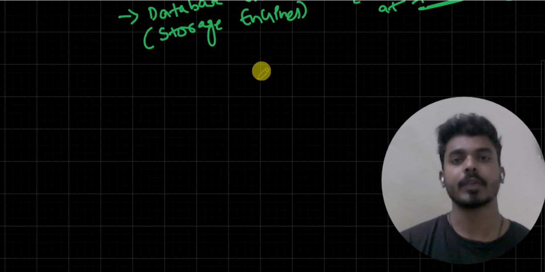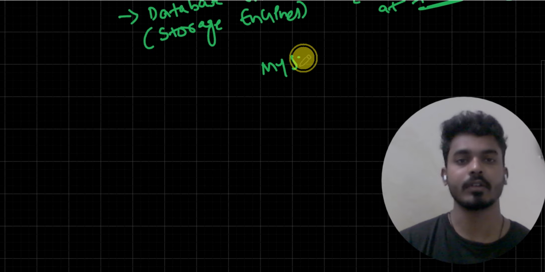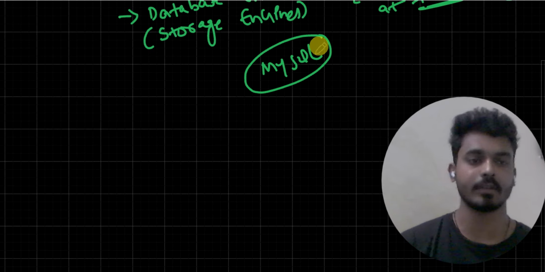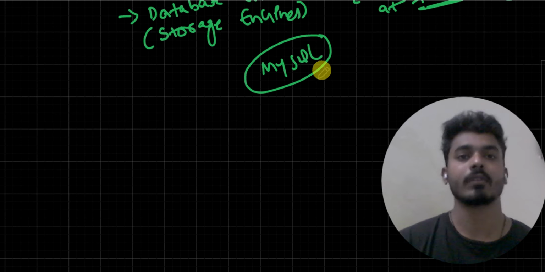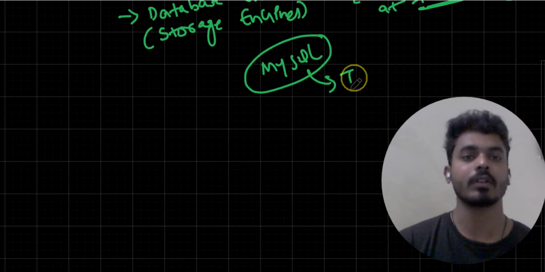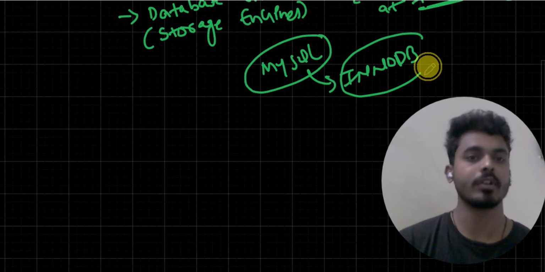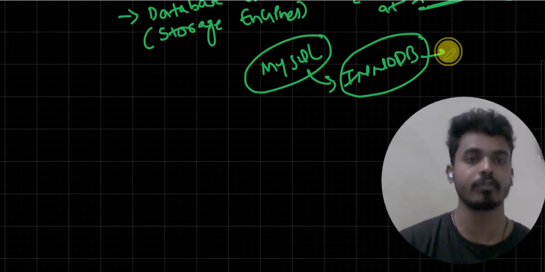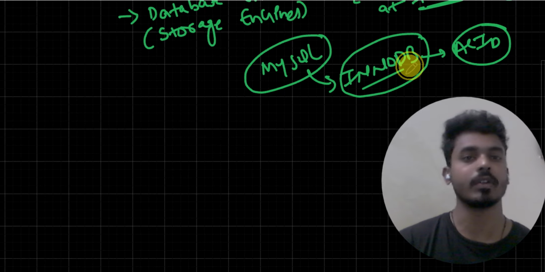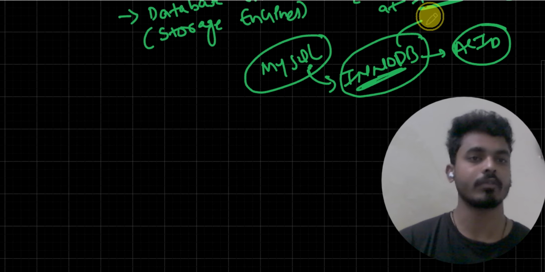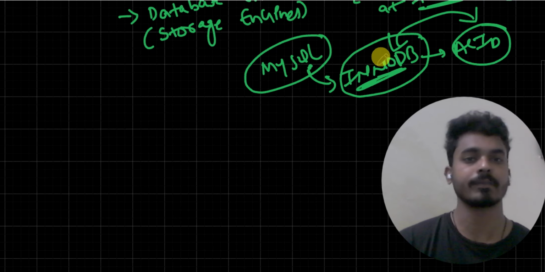In this series, I will mainly use the MySQL database to explain the practical examples. For example, if you take MySQL, there is an engine called InnoDB. The InnoDB engine in MySQL is responsible for handling ACID behind the scenes.